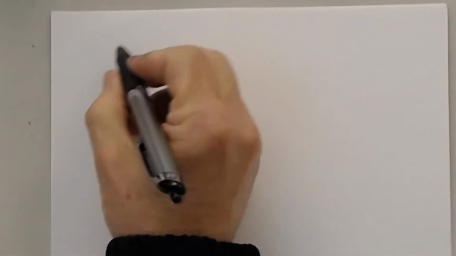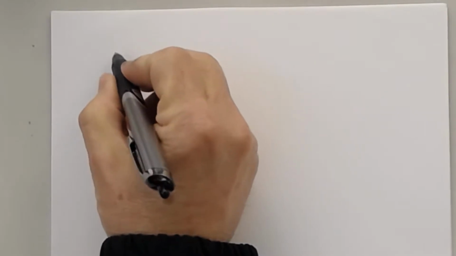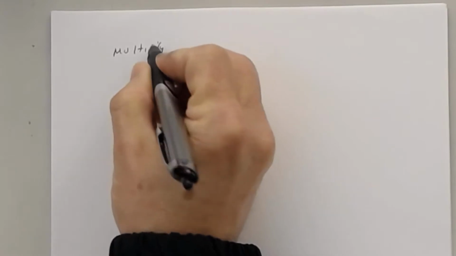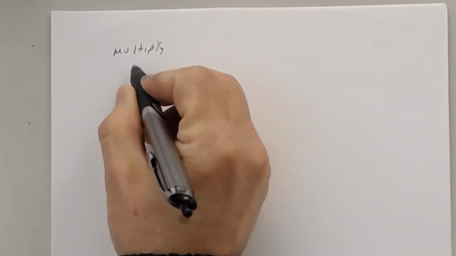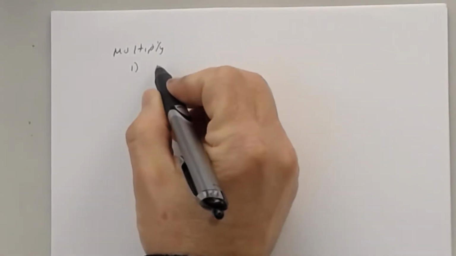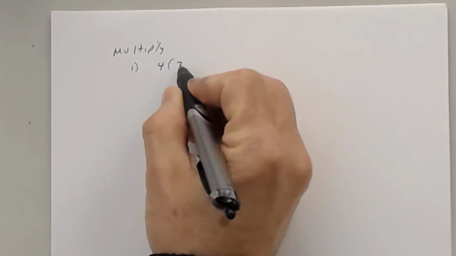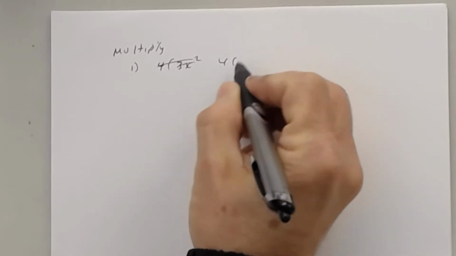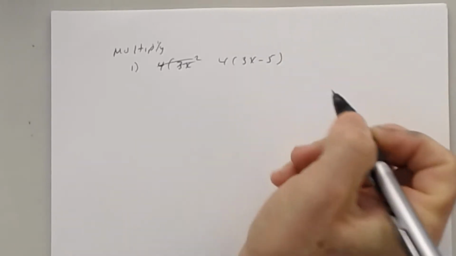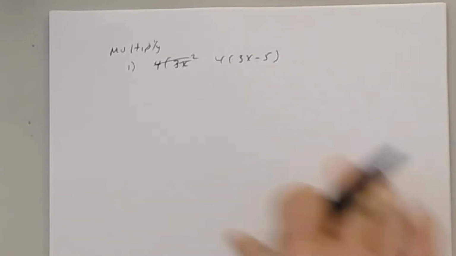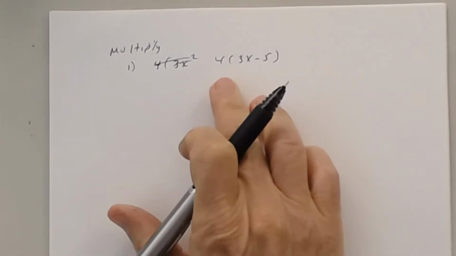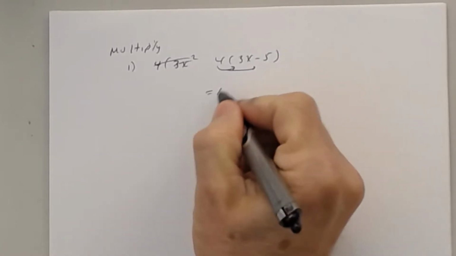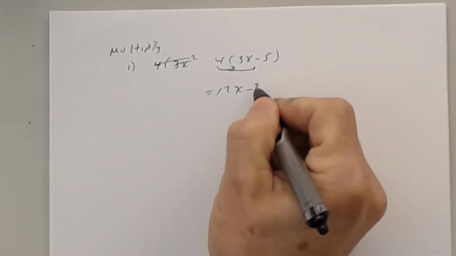So remember on one of the worksheets you turned in, you had to multiply. Let's say it was this problem. I'm just going to do one problem. Let's just do 4 times 3x minus 5. And if you were to multiply this, what would you do? You distribute. So I get 12x minus 20. Okay?